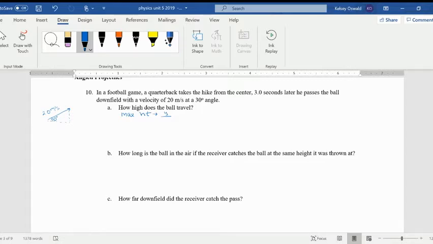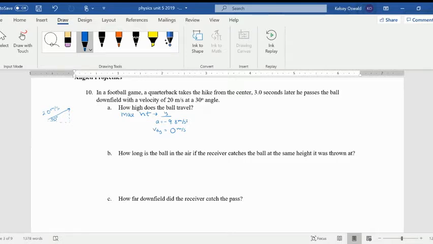When we are looking vertically, our acceleration is always going to be from gravity. That's going to be our negative 9.8 meters per second squared. Since we are looking at the maximum height, we also know that our final y velocity, and remember that's just in the vertical direction, is going to be 0 meters per second, because vertically, that ball needs to stop in order to move back down. It's still moving horizontally, but that vertical final velocity is 0 at the maximum height.